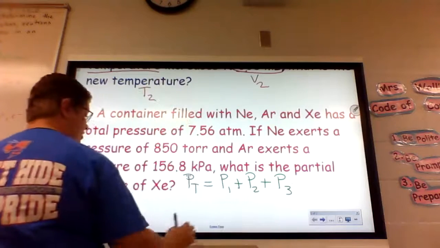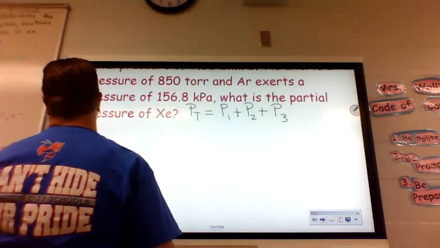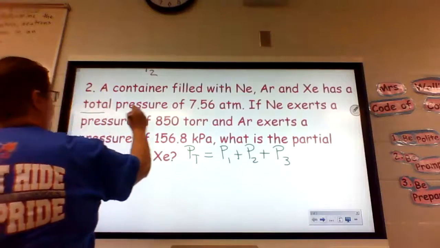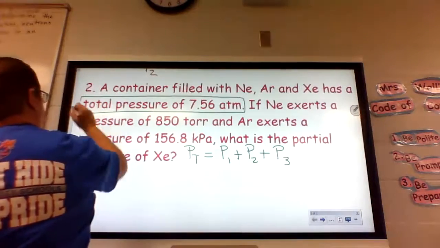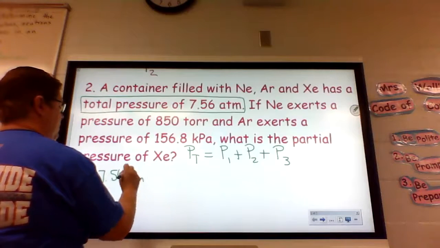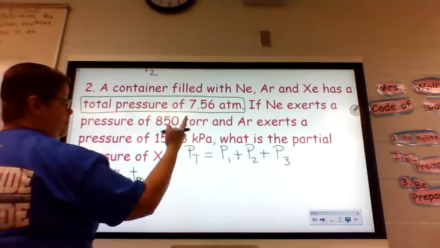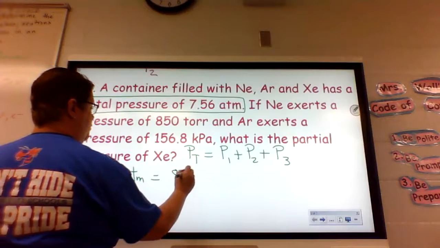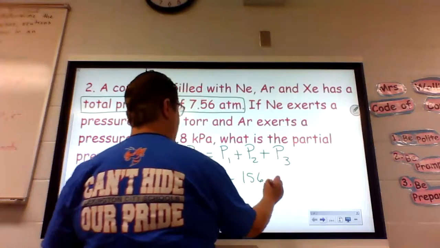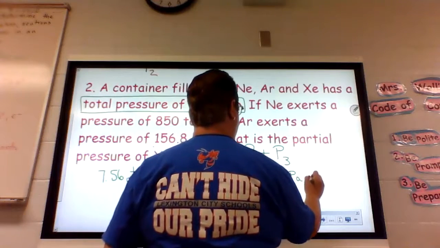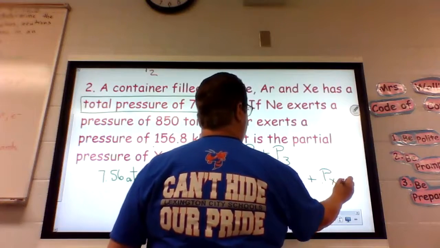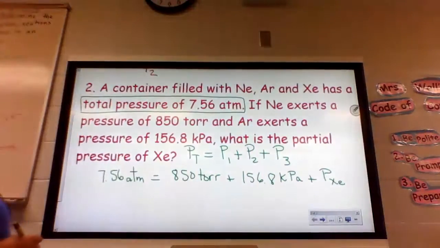All right, the only catch to this was what? They all had to be the same unit. So I've got a total pressure of this, right? Yes. So 7.56 ATMs has to equal neon has 850 torr plus 156.8 kPa plus whatever the partial pressure of xenon is.